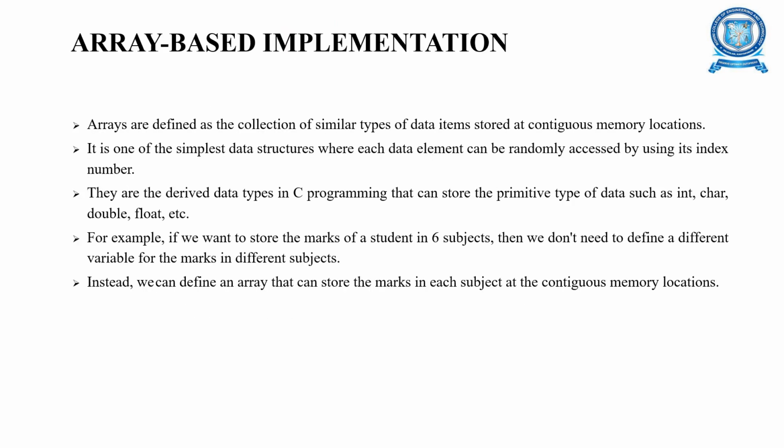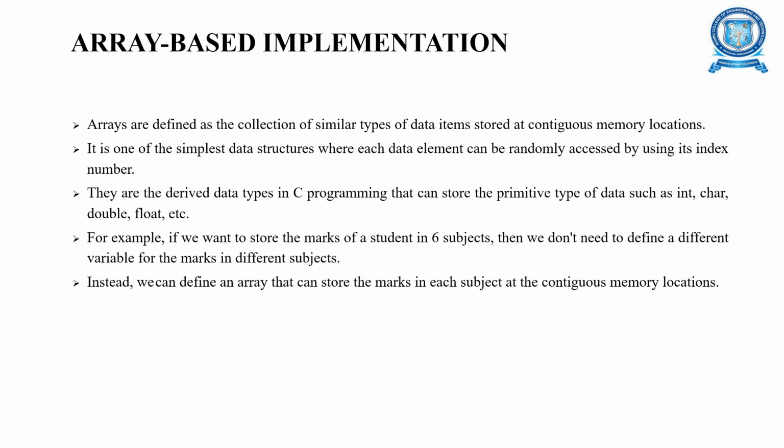Array based implementation: arrays are defined as a collection of similar types of data items. It is one of the simplest data structures, where each data element can be randomly accessed by using the index number. The C programming primitive data types such as int, char, double, float, etc. can be used to store them.